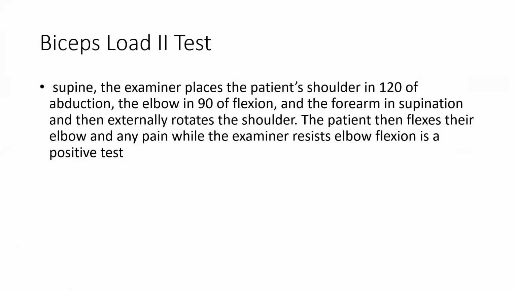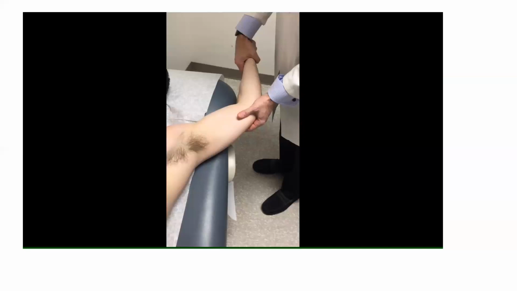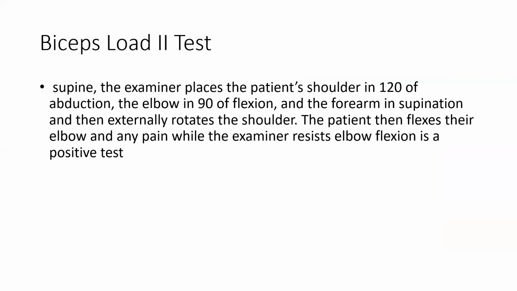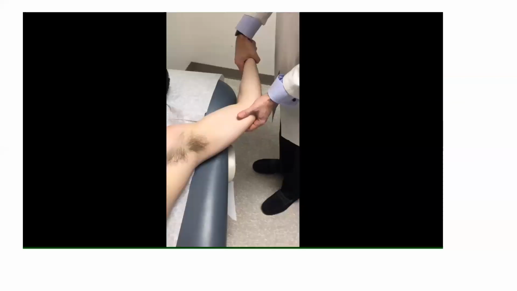Next is the biceps load 2 test. In the supine position, the examiner places the patient's shoulder in 120 degrees of abduction and the elbow in 90 degrees of flexion. So the abduction range is increased and the forearm is held in supination. And then we externally rotate the shoulder. So the position is almost the same as the biceps load test 1, but the arm is hyper abducted. It is abducted to 120 degrees and the forearm is held in supination. Then the patient is asked to flex their elbow, and any pain shown is suggestive of a SLAP tear.